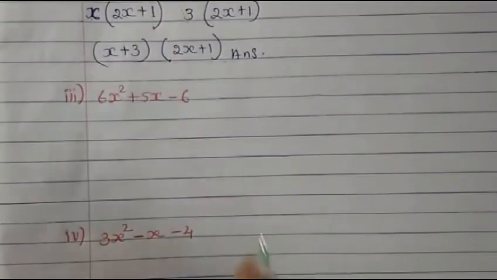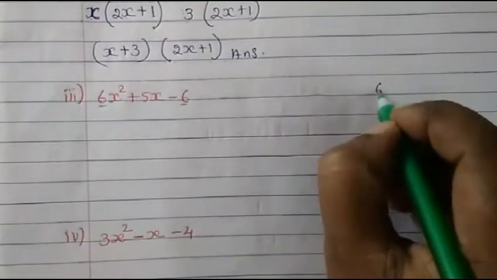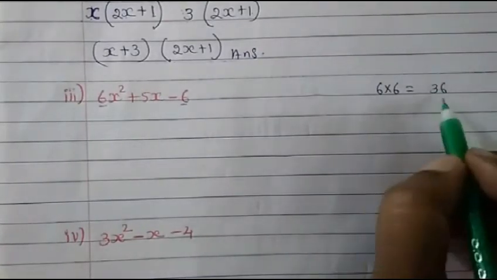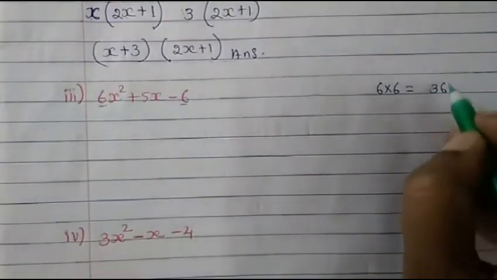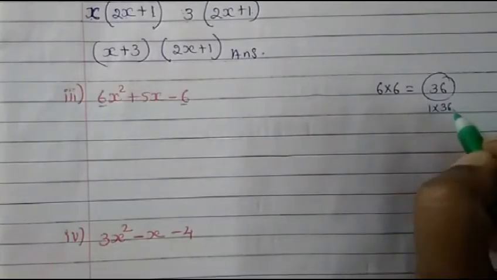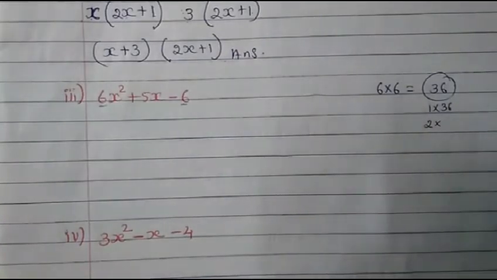Now let's see the third one. So we'll quickly do it. First term and the last term, 6 into 6, 36. So now what will we see? We'll see the factors for this. So 1 into 36, 36. And 2 into how many will we get?